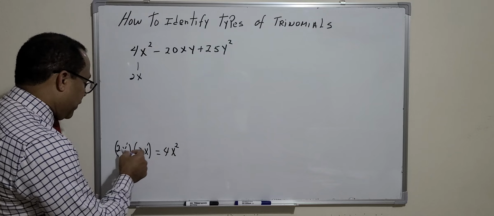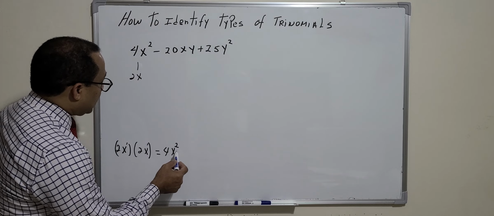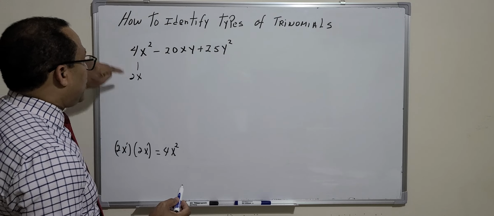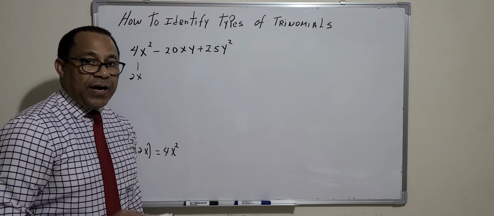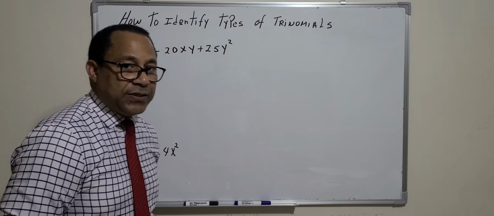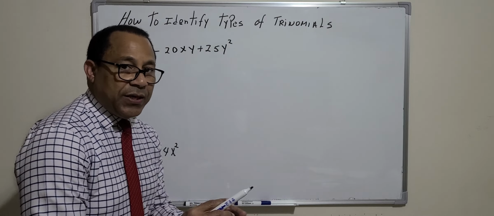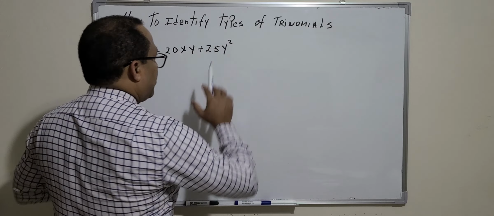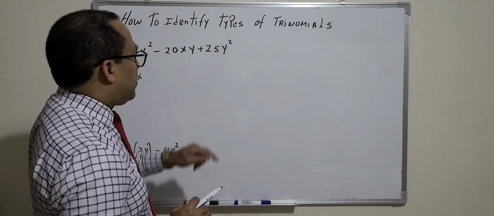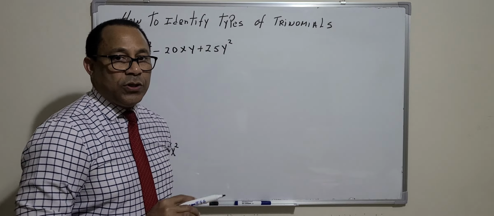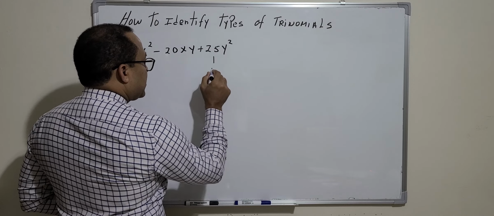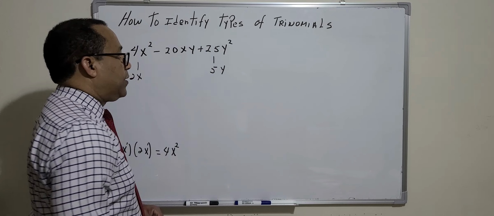And this is why 2x times 2x is 4x to the second, and this is why the square root of 4x to the second power is 2x. I got my first step in order to know what type of trinomial it is. My second step is I go to the third term, take a look at it, and I say, yes, this term also has a square root. The square root of 25y to the second power is 5y.